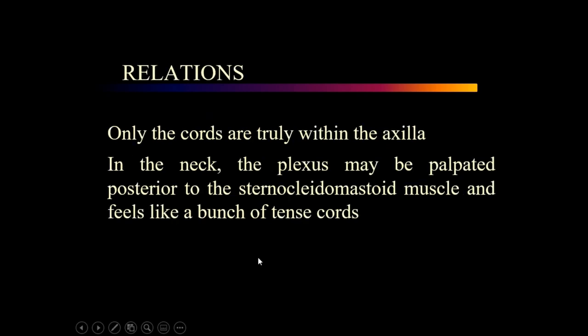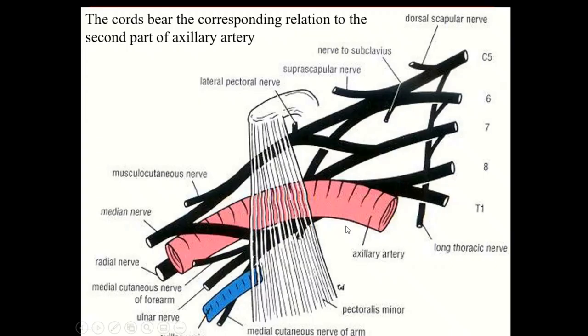Relations, as we have already seen the first two stages and the third stage, which we are not dissecting now. So we will confine ourselves to the relations of this cord and branches stage. Only the cords are present in the axilla, so they are palpated posterior to the sternocleidomastoid muscle and feel like a bunch of tense cords. So that is the way to palpate the cords of the brachial plexus.